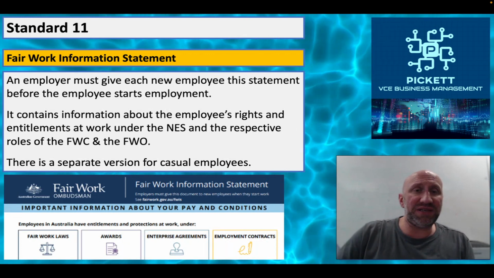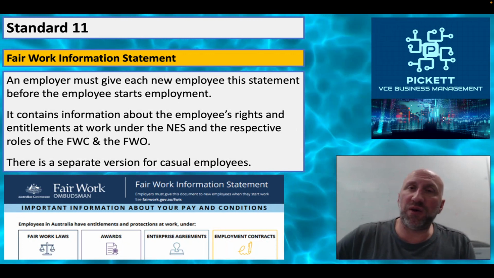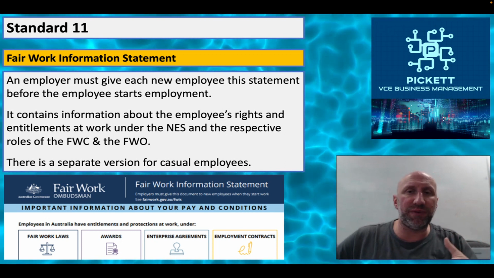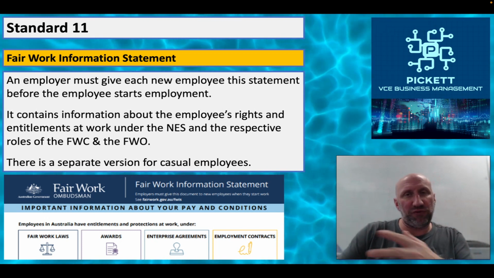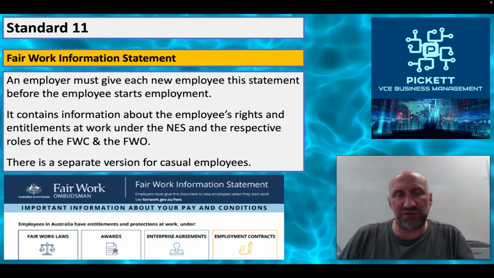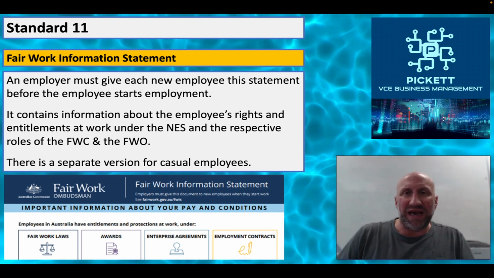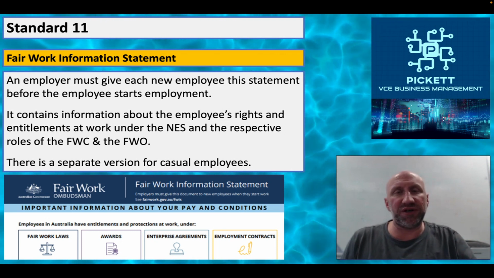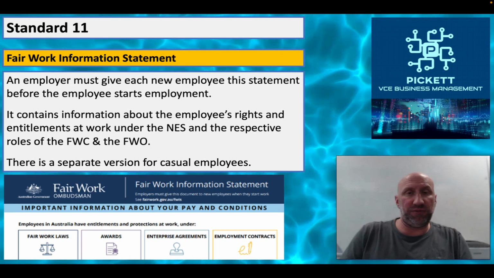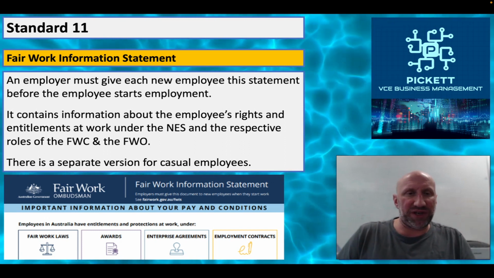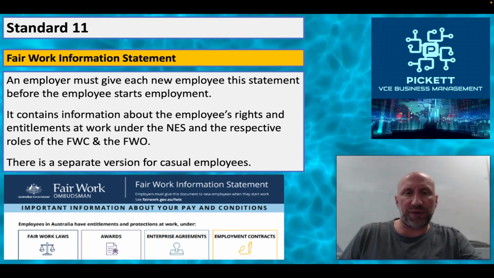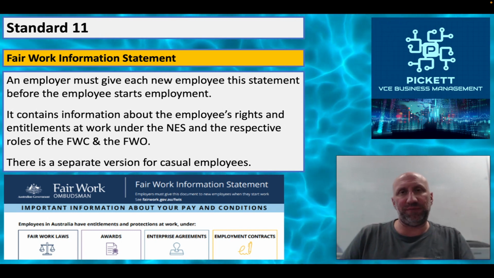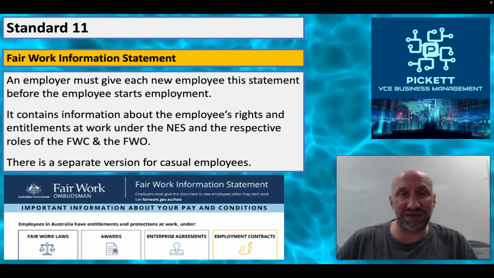Okay, and then standard 11, the final one, Fair Work Information Statement. Look, this just says that basically employers must give new employees a statement before the employee starts their employment. This is just some paperwork that includes information about what the employee's rights are, what their entitlements are under the National Employment Standards, and also a bit of information about the respective roles of the Fair Work Commission and the Fair Work Ombudsman. Okay, there's a separate version for casual employees, but still legally you're supposed to get something.